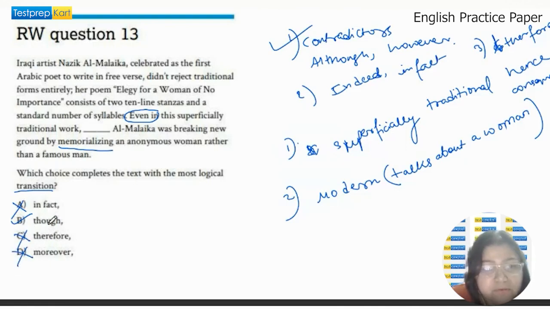So let's plug that in. Even in the superficially traditional work, though, al-Malaika was breaking new ground by memorializing an anonymous woman rather than a famous man. This is correct because now the sentence means, even though her work was superficially traditional, al-Malaika was breaking new ground by talking about a woman rather than a man. So even pairs nicely with though. All right.